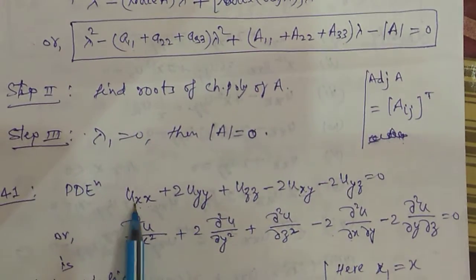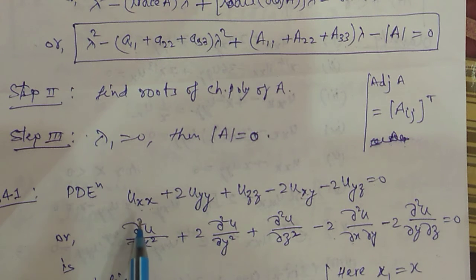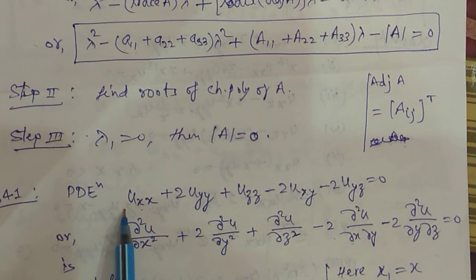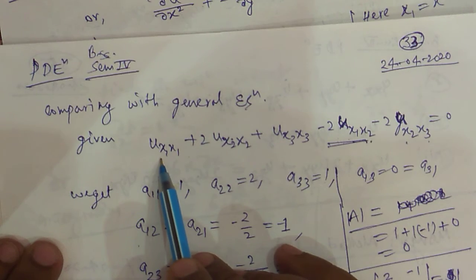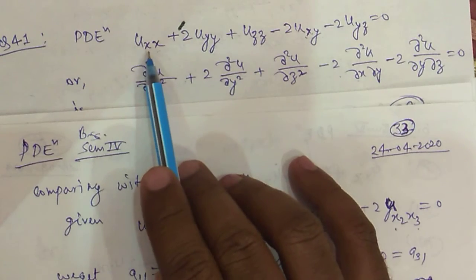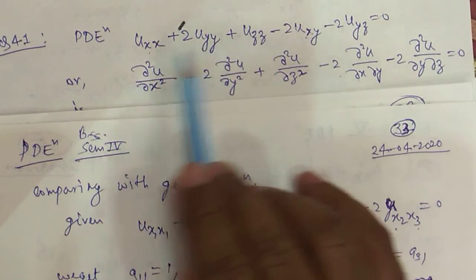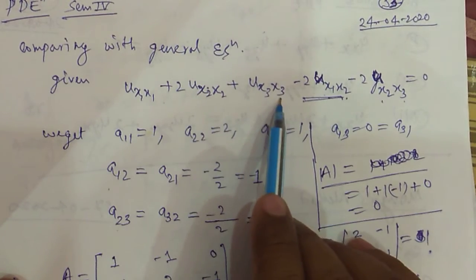Suppose the given partial differential equation is this. Now compare it with the standard general equation. The coefficient of uxx is a11. Comparing with the general equation, the independent variables are given as x, y, z. Here we write x as x1, y as x2, z as x3.